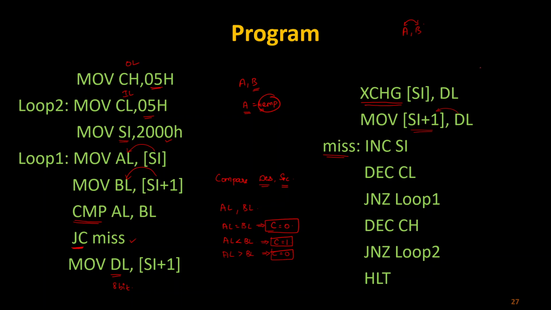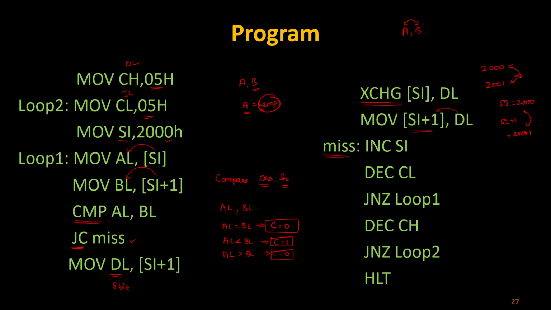So the memory locations start from 2000, right? From 2000 and 2001. If I want to swap it, the SI value is going to be your 2000, and SI plus 1 is going to be your 2001. So these values have to be swapped in the specific memory location. If it needs to be swapped, we have to use these 3 instructions.